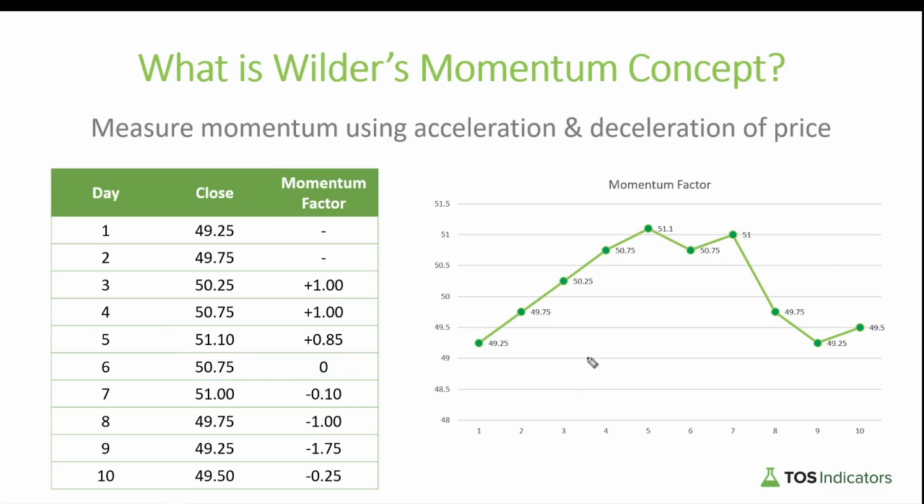And so on the right-hand side here, I have price visualized, but if we take a look at this, so here we're still gathering data, we don't have 2 days. Now 50.25, this was the first day in which we were looking at the momentum factor. At this point, the momentum factor was plus 1.